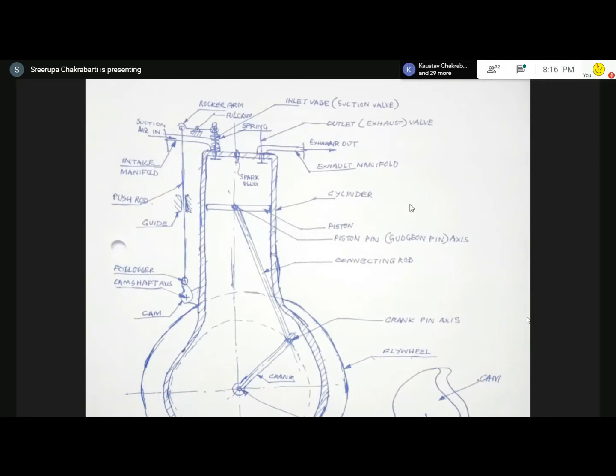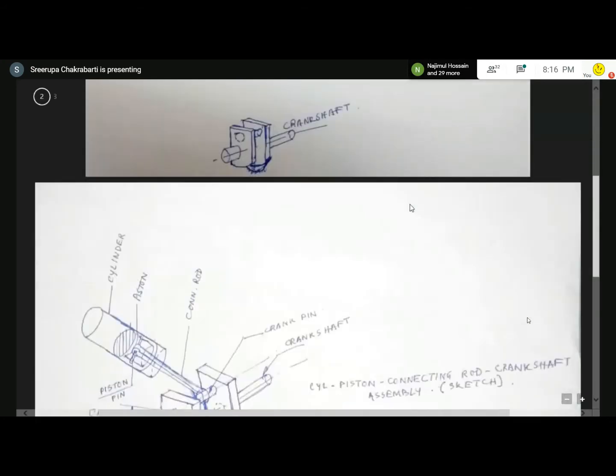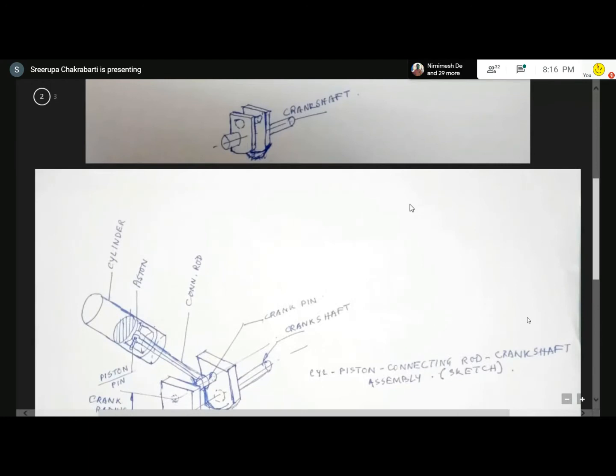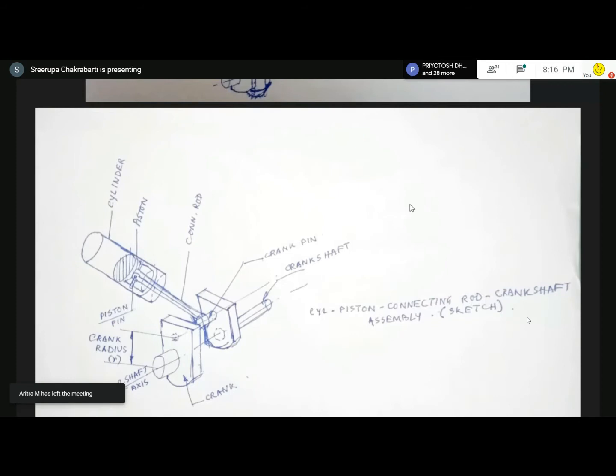Here, I cannot erase. But what I was trying to tell you was that there is a cylinder. If you come to this slide, just see this slide. You can see a cylinder, and inside the cylinder there is a piston, and the piston has a piston pin also. Attached to the pin there is a connecting rod. Now this connecting rod is joined to a crank pin.